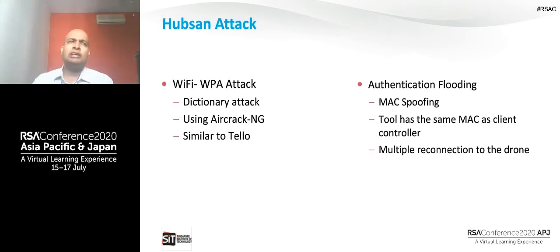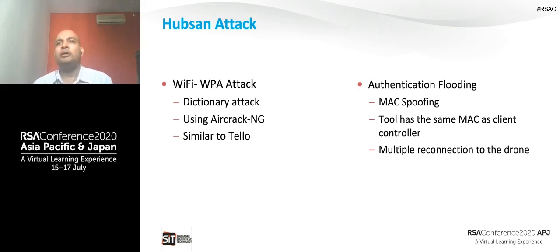Hubsan attacks are a bit more sophisticated than DJI Tello attacks, simply because Tello was one of the easiest that we encountered among the different drones. The security mechanisms were a bit more relaxed in Tello compared to Hubsan or Mavic Pro or Enterprise. The same attack that we created for Tello, the Wi-Fi WPA attack, works on Hubsan as well. So the same script works for Hubsan.